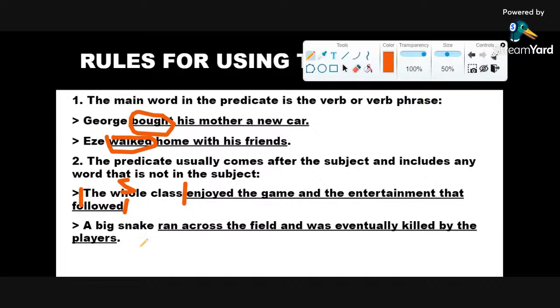Now look at the second one. A big snake ran across the field and was eventually killed by the players. So again, the subject comes first here. A big snake is the subject. And then all other words that come after the subject can be regarded as the predicate. So it is also in the first example. So exactly this is what it is.